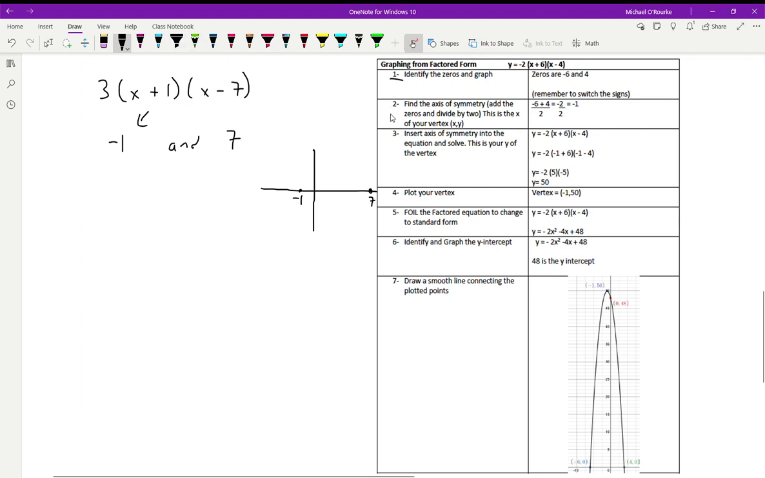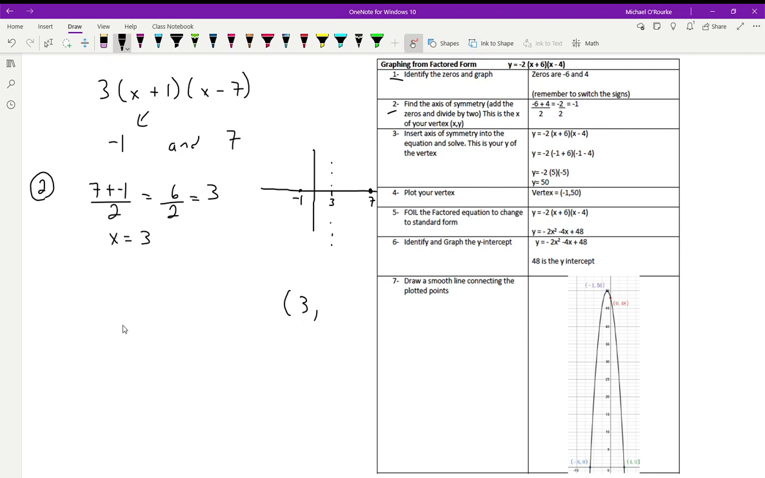Now my next step, step 2, find my axis of symmetry. So I'm going to add these two together. 7 plus -1 divided by 2 equals 6 divided by 2, which equals 3. So we know halfway through is 3. So that's going to cut my parabola in half. If you remember, this is the x value of my vertex. So the way I find my next one, step 3, is I insert the axis of symmetry into the equation. So it's going to be 3 times x plus 1 times x minus 7, and this is where I put the 3 in for it.